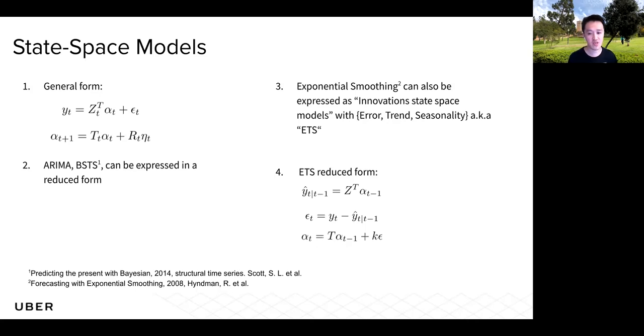So notice that ARIMA and BSTS are reduced forms of such a framework. And the exponential smoothing can also be expressed in this framework. This idea is advocated by Rob Hyndman. He called this the innovation state space models, namely ETS: error, trend, seasonality. So the key trick to make such a conversion happen is to re-express the transition noise as a fraction of the observational noise. Next.